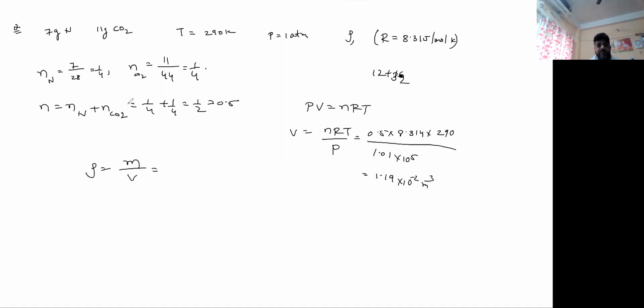Now what do you mean by density? Total mass by total volume. Mass is 7 gram plus 11 gram, which is 18 gram. As the volume is in meter cube, it's better to convert gram into kg, 10 to the power minus 3, divided by 1.19 into 10 to the power minus 2. So this is approximately 1.5 kg per meter cube. So these all are related to chemistry. The rest, PV equals nRT, Boyle's law, Charles' law, I think all of you know these parts.